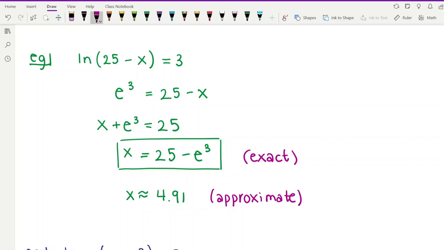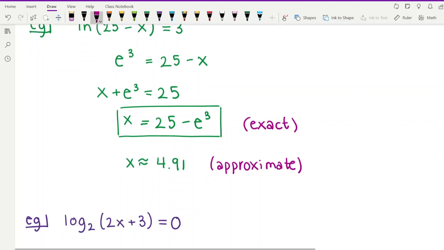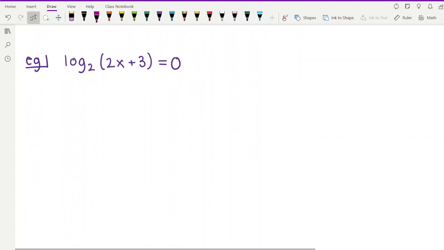Okay, so let's do one more that's kind of this straightforward type, and then we'll do a couple of other examples that have a little bit more going on. Okay, so this one says log base 2 of 2x plus 3 is equal to 0. I find that it's very easy to mix up having an exponential equation versus a logarithmic equation equal to 0.